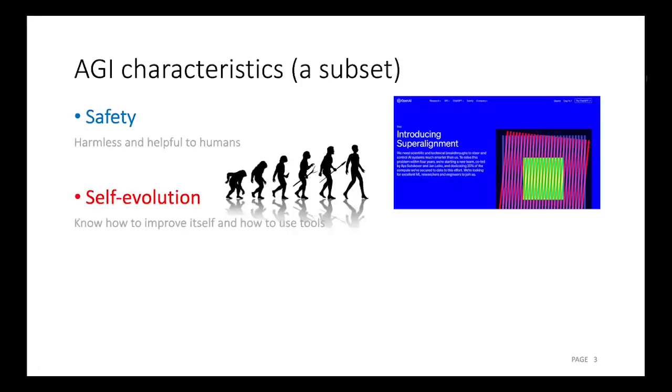The second AGI characteristic I also want to mention is the ability of self-evolution. We want to make sure that the AGI knows how to improve itself and how to use a tool. This is very similar to humans, because the way we distinguish ourselves from animals is that we know how to improve ourselves and how to use tools. So we also want the large language model, and the current AI, to have this ability of self-evolution.